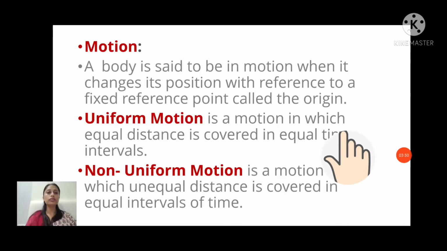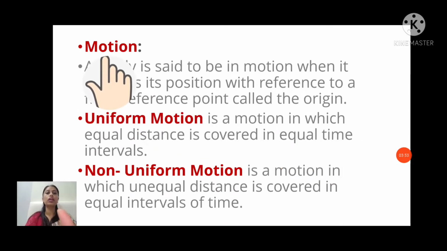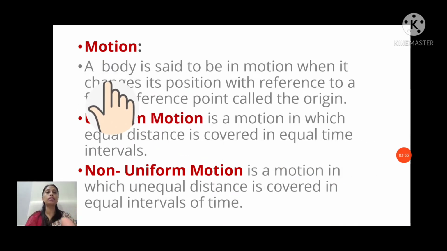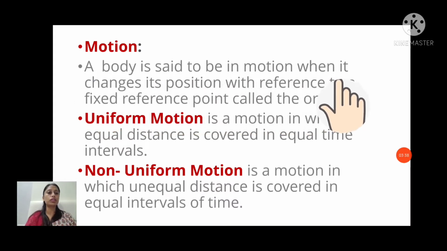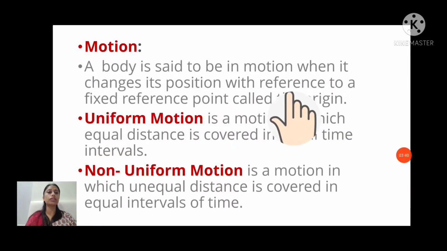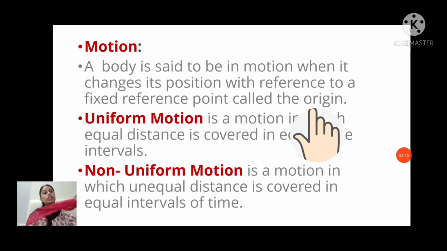So here you can see motion. One more definition in some simple words. It is given that a body is said to be in motion when it changes its position with reference to a fixed reference point called the origin. If any body is changing its position with reference to any point, that reference point will be called the origin, and the body which is moving is the body in motion.